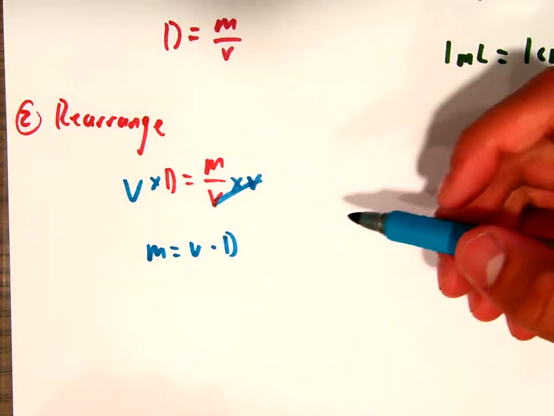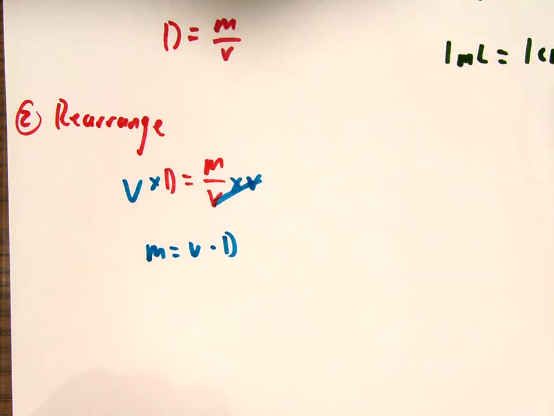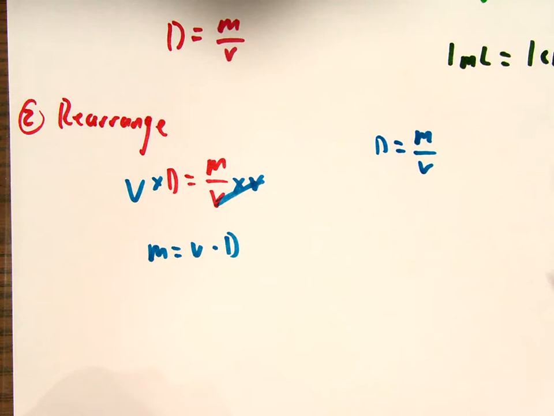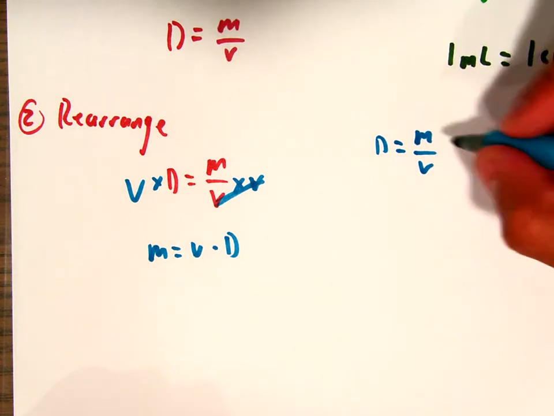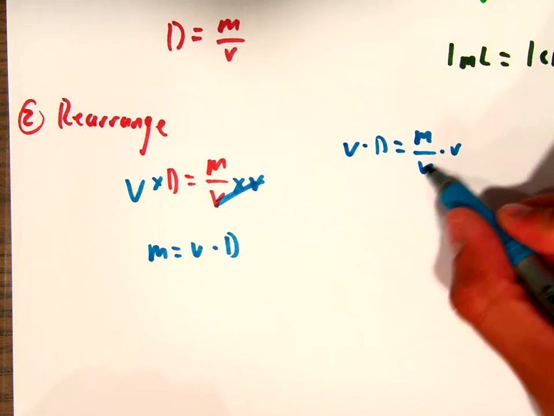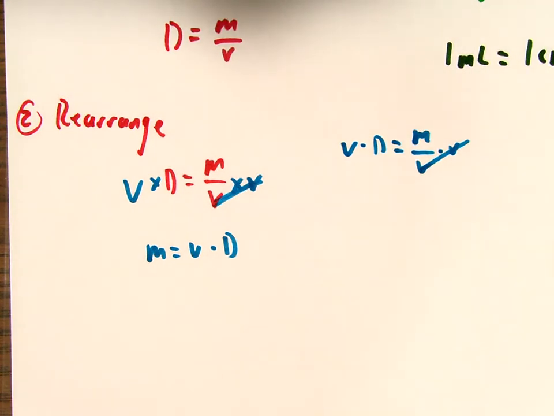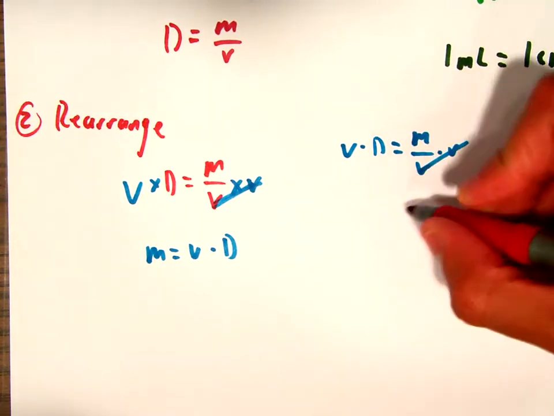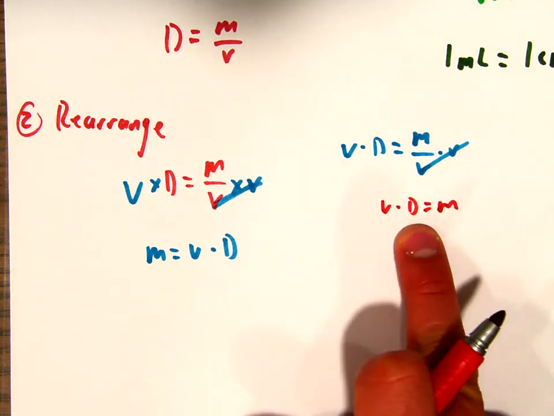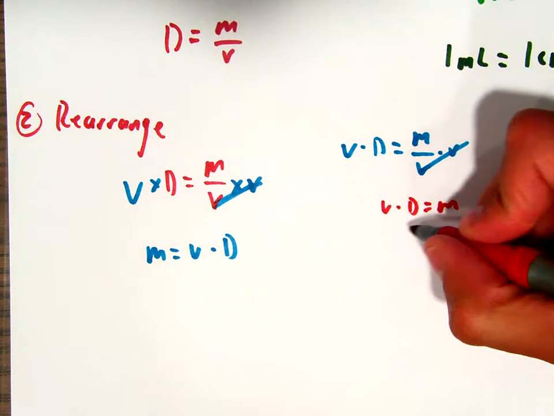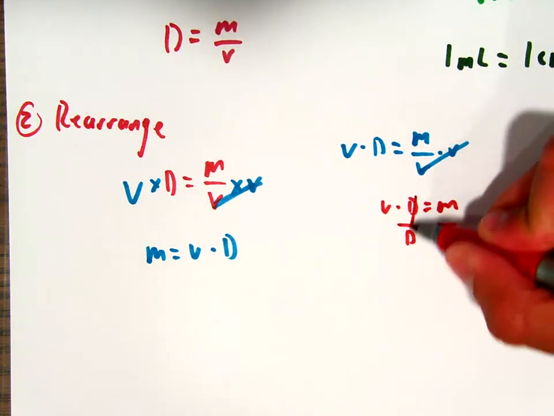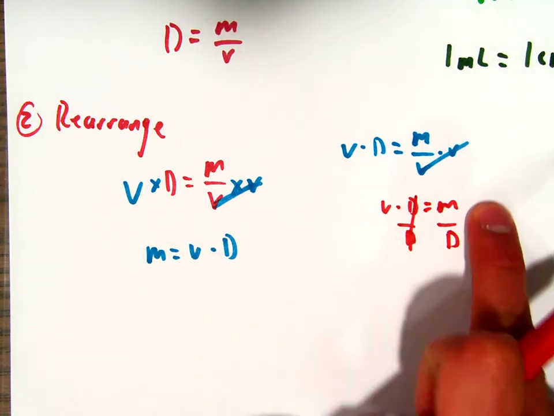Now let's say I want to solve for, we'll start over with the same equation, let's say I want to solve for volume. If I want to solve for volume, first I want to get rid of this fraction. So I do the same thing I just did: times V on both sides. This cancels, and that leaves me with V times D equals M. How do I get V by itself? I want to get density on the other side, so I divide by density, because that's the opposite of multiply. And that gives me my equation: volume equals mass divided by density.